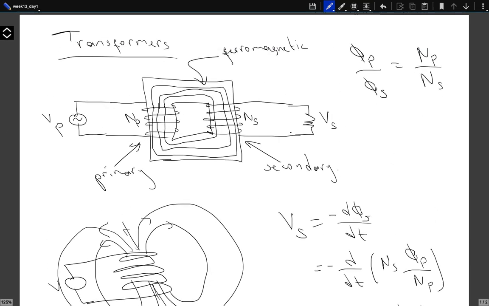Now, let's see, what does the transformer actually do? Let's study it in a bit more detail. On one side, we have something that creates a magnetic field. And then there's something else nearby that is influenced by that magnetic field. So the current that you send to one side of your system creates a flux in the other part of the system.